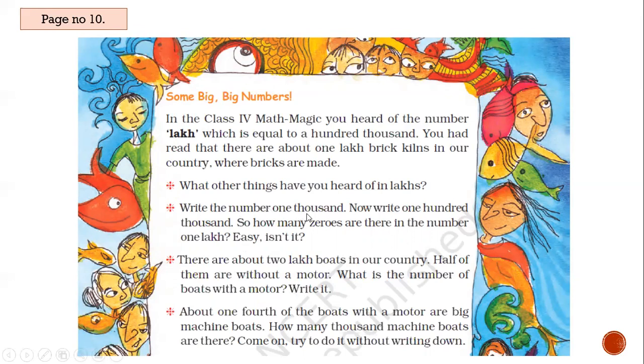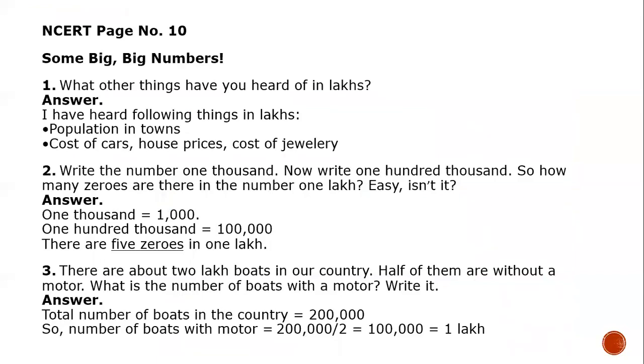Write the number 1000. We all can write 1000. Now write 100,000. Not very difficult. How many zeros are there in 1 lakh? So 100,000 is 1 lakh only. So we can write it. First we wrote 1000, then 100,000. So we can count the number of zeros. 1, 2, 3, 4, 5. There are 5 zeros in 1 lakh.